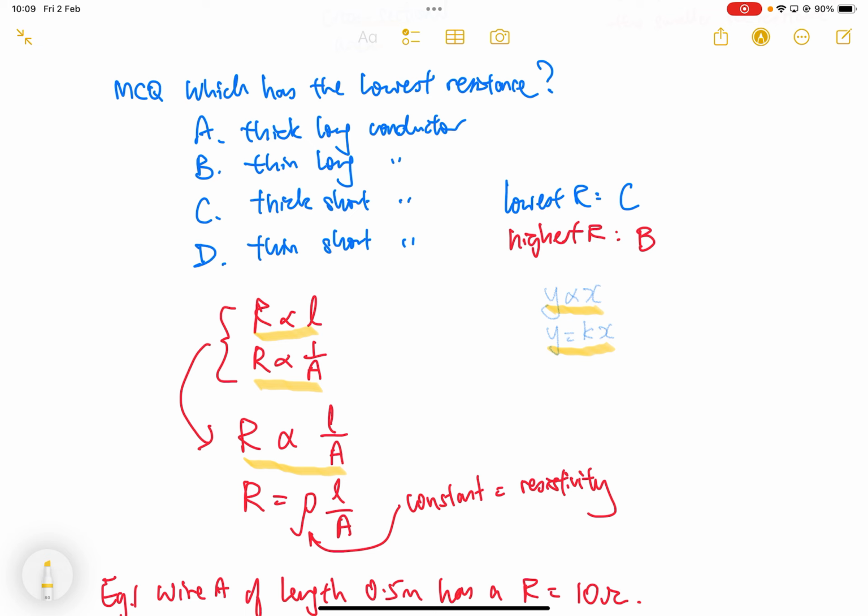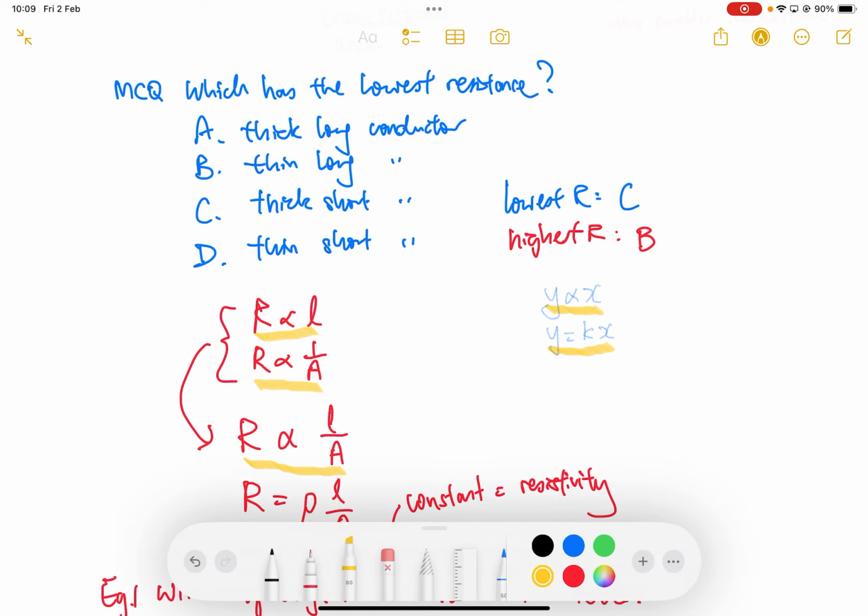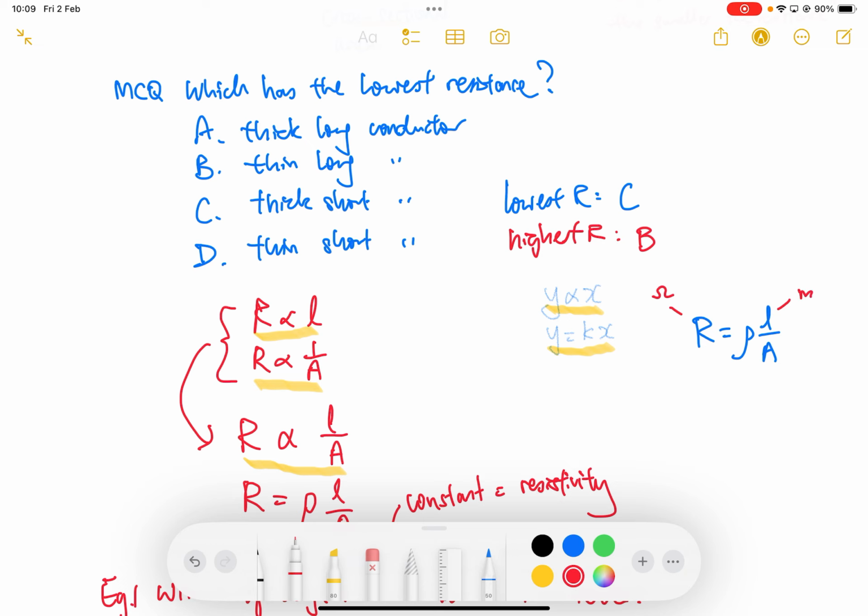Resistivity has a unit of ohm meter. This one I didn't mention last lesson, so I say it now. R is equal to rho L over A. So if you compare the units on both sides, on the left-hand side is ohm for resistance, length is in meters, cross-sectional area is in meters square. To balance the left-hand side and right-hand side, this resistivity would have to be ohm meter.